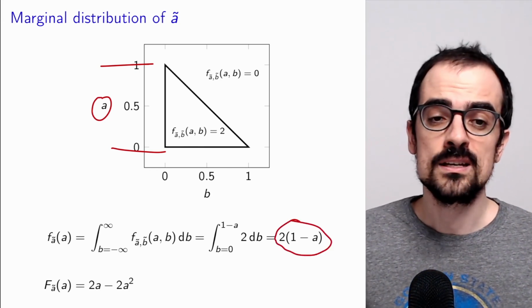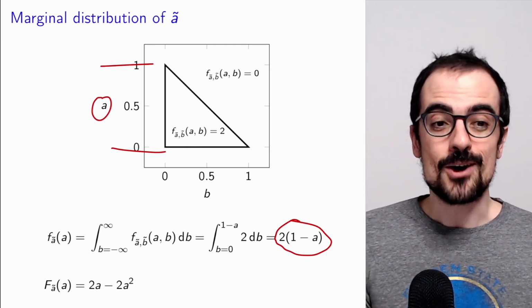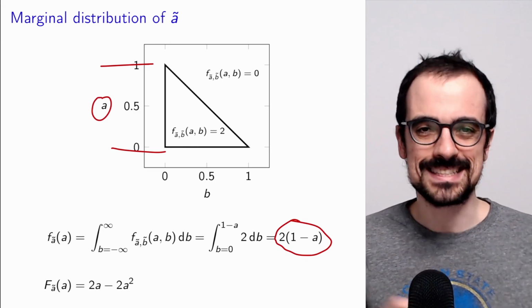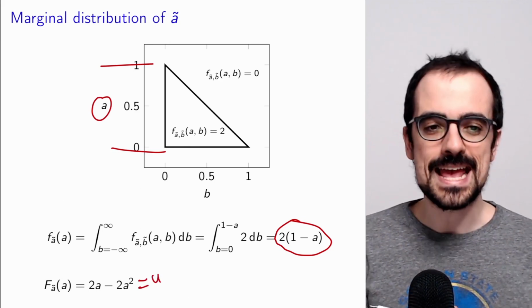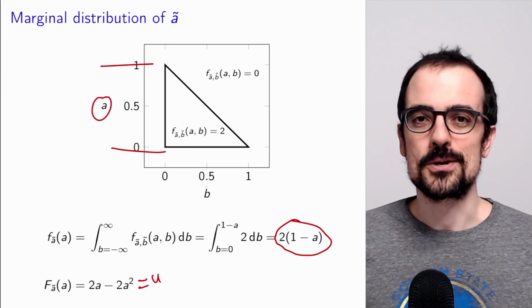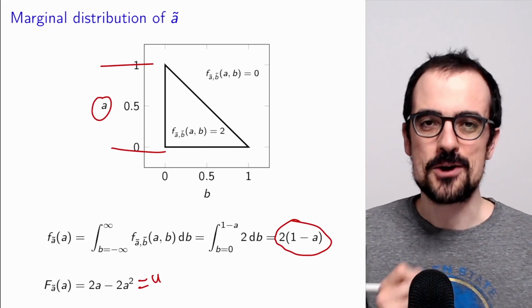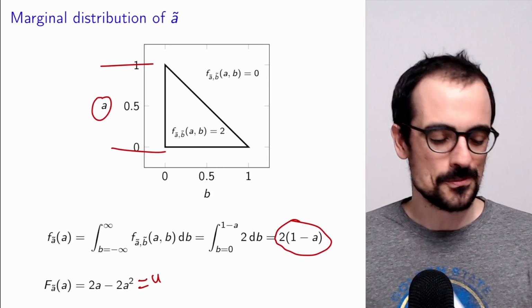Again, from 0 to A, the integral is very easy. It's 2A minus 2A squared. Now, inverting this is not that easy. Basically, what you need to do is set this equal to U and find the A that gives you a certain U. I used to do this very well in high school. Now, by hand, I'm not so sure I will be able to do it. I guess I would just look up the formula.